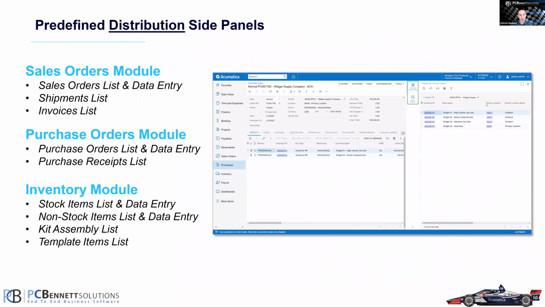So now predefined, we have extra side panels in the sales orders module and the purchase orders module, also available in the inventory module. A lot of users didn't know that we could put lists, side panels on document screens. So for example, if we're looking at a purchase orders view here, we can also look at our preferred vendor items or jump to the vendor details quickly right from the purchase order while we're working it.